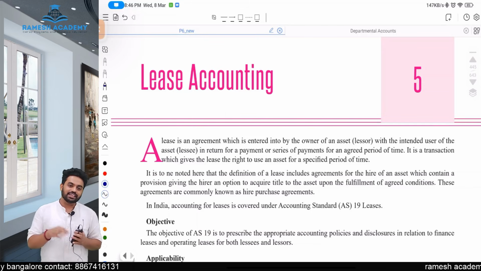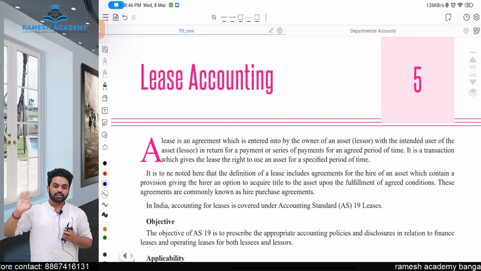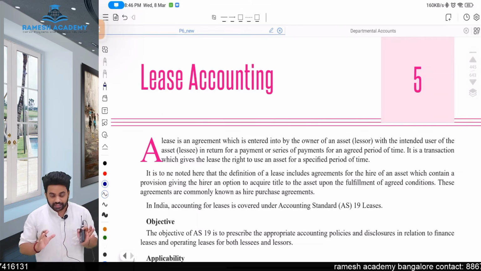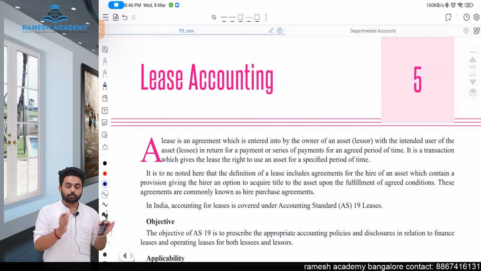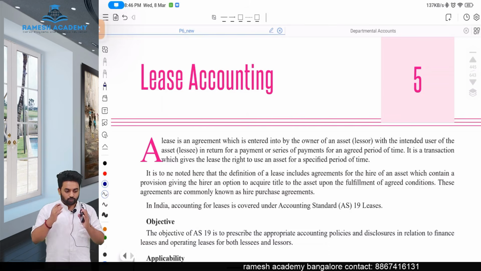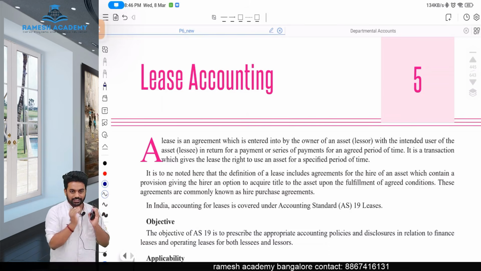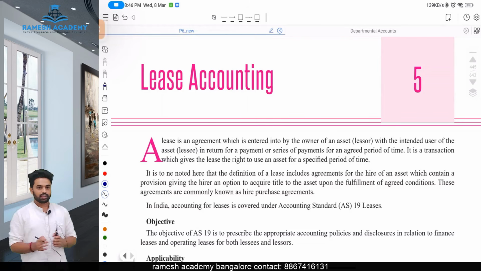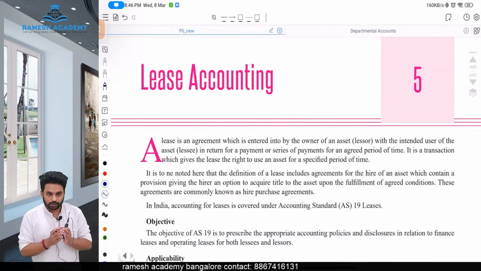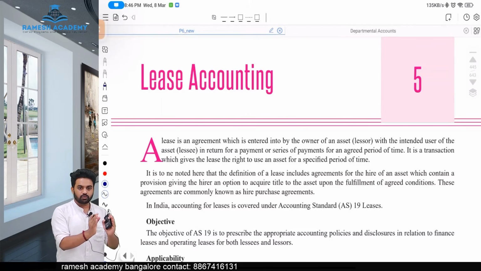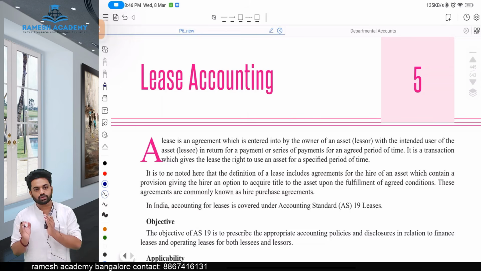You can say lease is a simple agreement, which is entered into by two people. Who are the two people? One, the person who is having the asset, the owner of the asset. The other is the person who wants to use the asset.